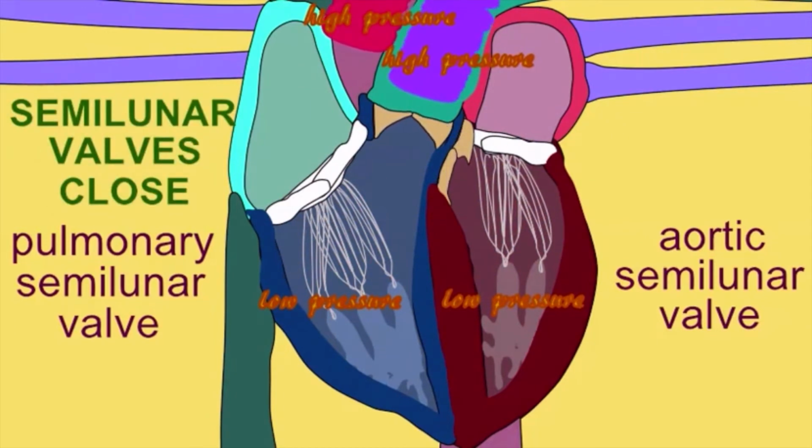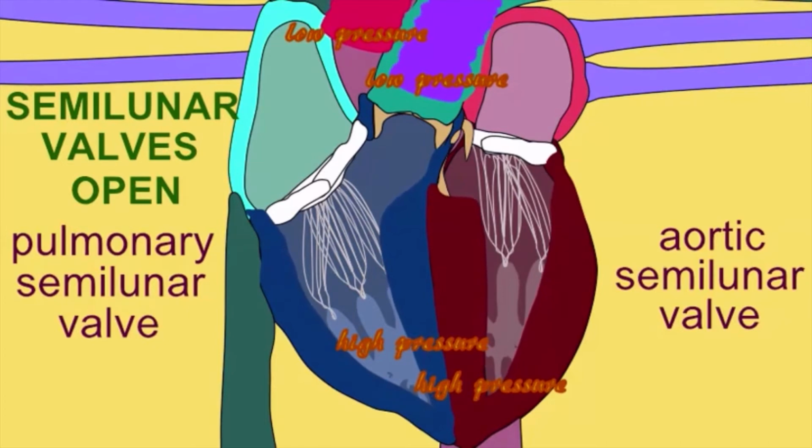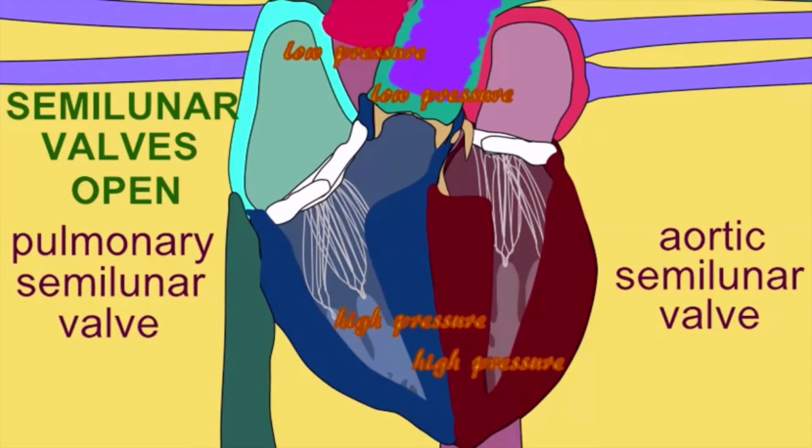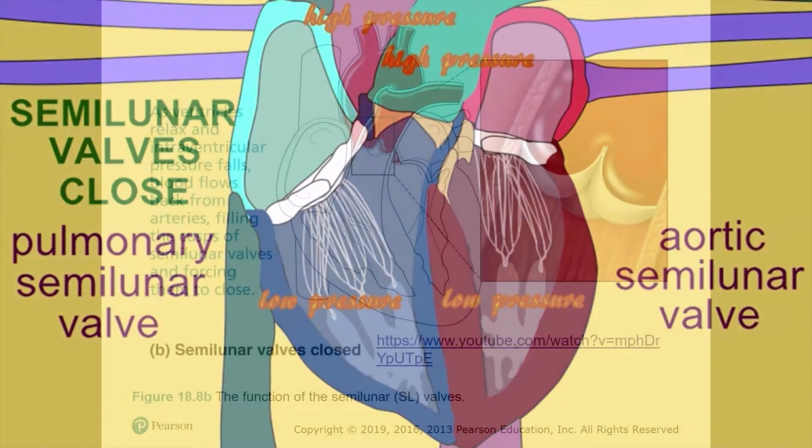So the semilunar valves are open in the second half of the cardiac cycle when the ventricles are contracting, because the pressure in the ventricles is greater than the pressure in the vessels. However, in the first half of the cardiac cycle, the semilunar valves are closed because the pressure in the vessels is greater than the pressure in the ventricles.